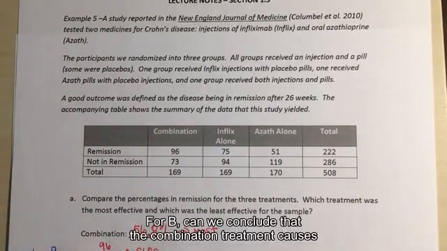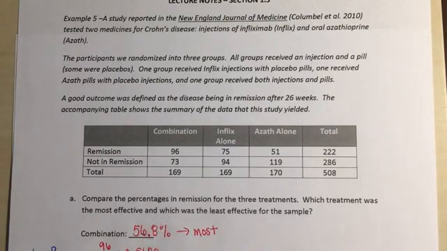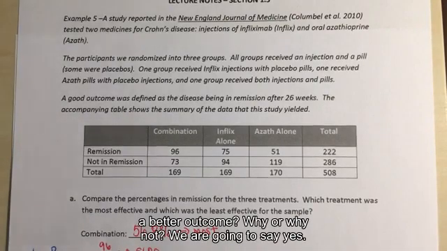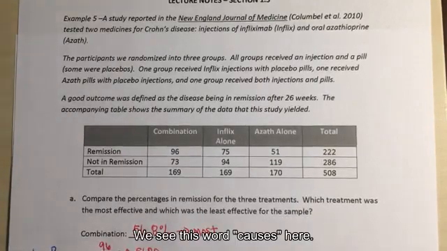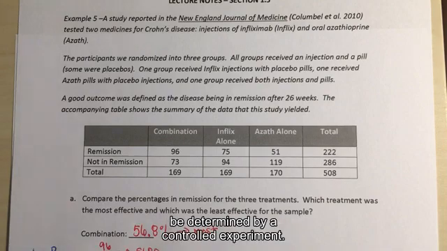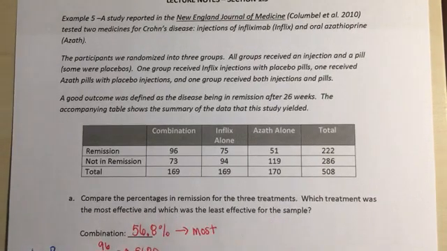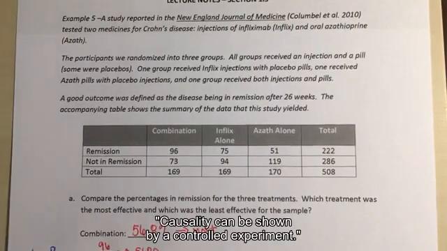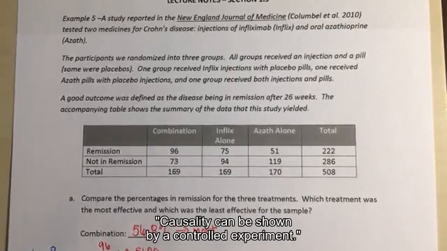So then for B, can we conclude that the combination treatment causes a better outcome? Why or why not? And we are going to say yes. We see this word causes here. Remember that causes and causality, cause and effect, can be determined by a controlled experiment, right? Causality can be shown by a controlled experiment.